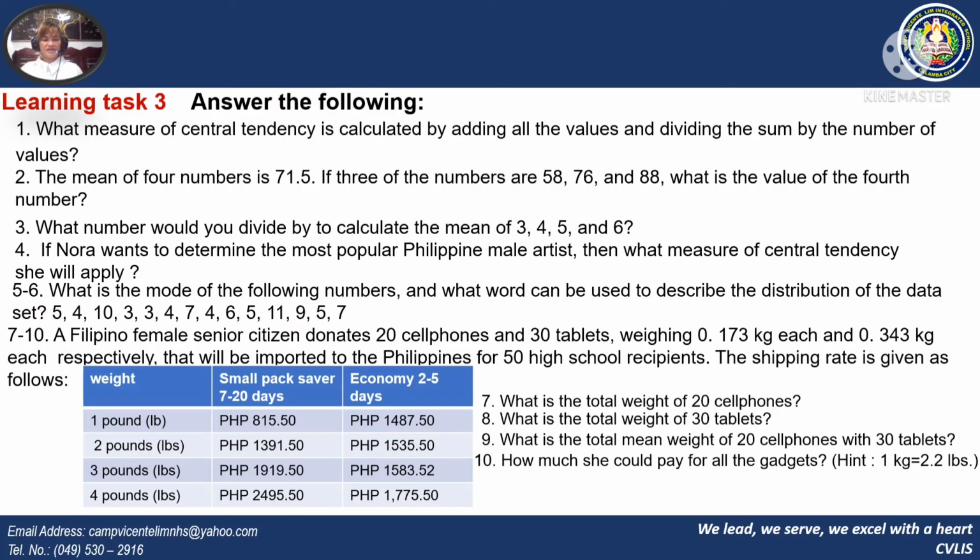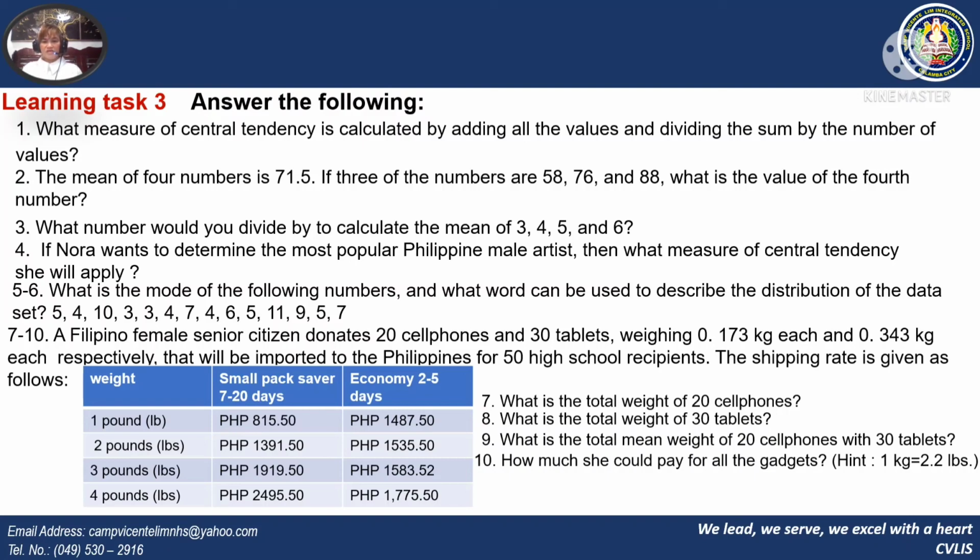For numbers 7 to 10, a Filipino female senior citizen donates 20 cell phones and 30 tablets, weighing 0.173 kg each and 0.343 kg each, respectively. That will be imported to the Philippines for 50 high school recipients. The shipping rate is given as follows. Okay, so use the table to answer numbers 7 to 10.